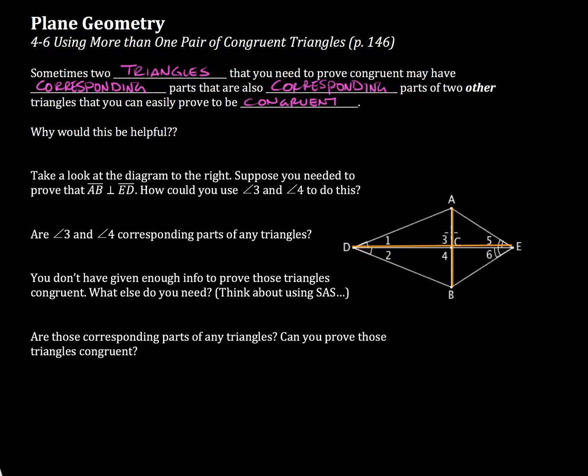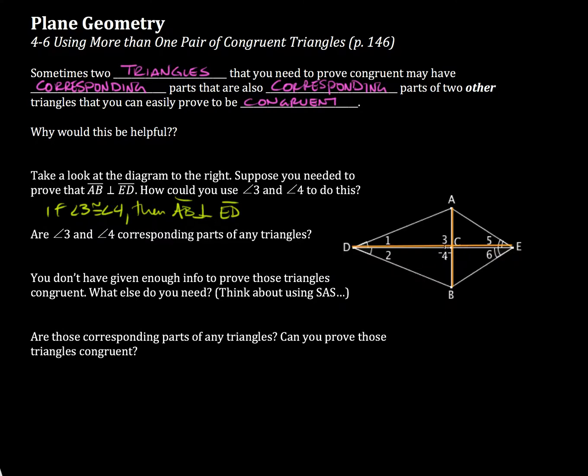Well, if you remember back a few lessons, we learned that if these two angles, which are adjacent, were congruent to each other, that would mean that they're both 90 degrees, because together they make up a straight angle. If they happen to be congruent, then we would know that they would both be 90 degrees. So, how could I use angles 3 and 4? If angle 3 was congruent to angle 4, then AB would have to be perpendicular to ED, right?